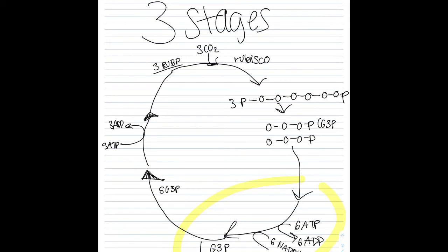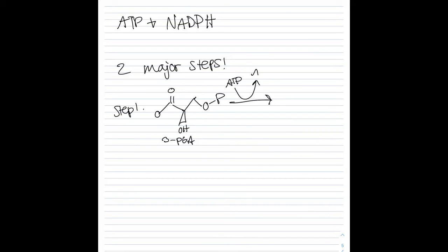The next stage is reduction. The reduction stage of the Calvin Cycle requires ATP and NADPH to convert 3-PGA to a 3-carbon sugar, and it's done in 2 major steps. First, each molecule of 3-PGA receives a phosphate group from ATP, turning into 1,3-bisphosphoglycerate. ADP is a byproduct.